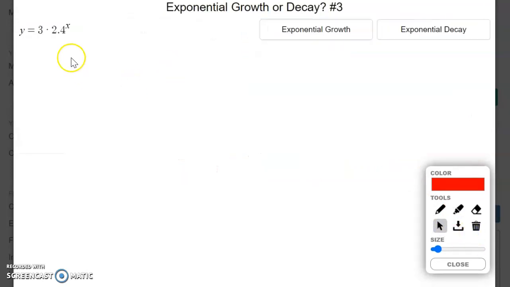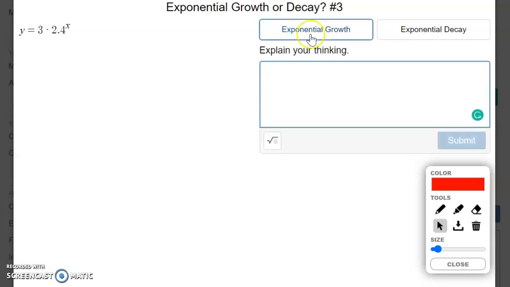Card number 3. What about this equation? Okay, is this exponential growth or decay? What determines whether it is growth or decay? It's the multiplier, right? Where do you find the multiplier in an equation? 3 is the number without the x exponent. The value with the x as exponent is the multiplier. That means we are multiplying by 2.4. So we are multiplying by 2.4. The multiplier is 2.4, or it is greater than 1. So the numbers are going to get bigger and bigger, so it's exponential growth.